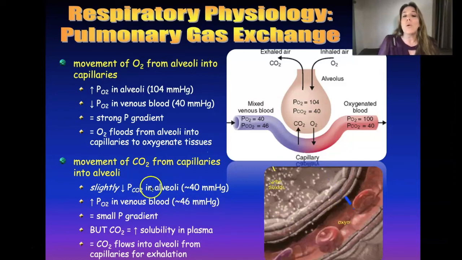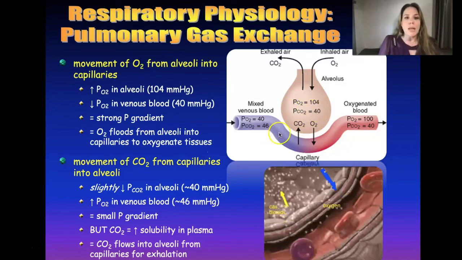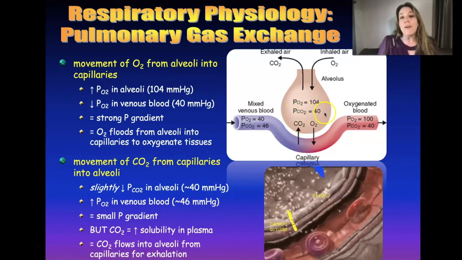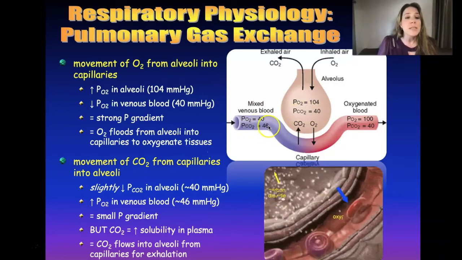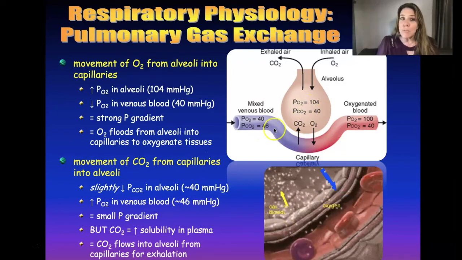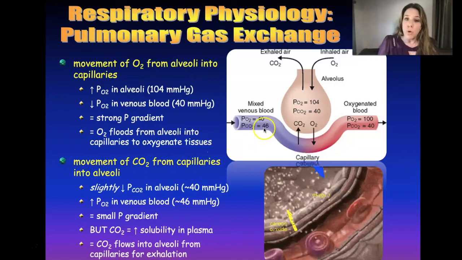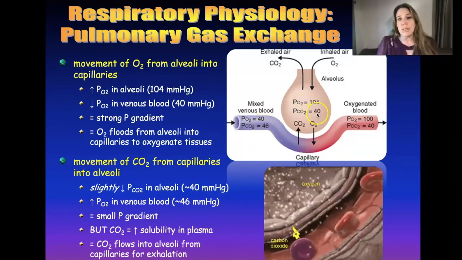to be a lower partial pressure of carbon dioxide in the alveoli than there is in the blood. So in the alveoli, the carbon dioxide pressure is about 40 millimeters of mercury, whereas in the venous blood, it's about 45, 46. So there is a pressure gradient there, but it's a small one compared to what we have for oxygen. So 46, so it's a little bit higher in the blood than the pressure inside the alveolus.